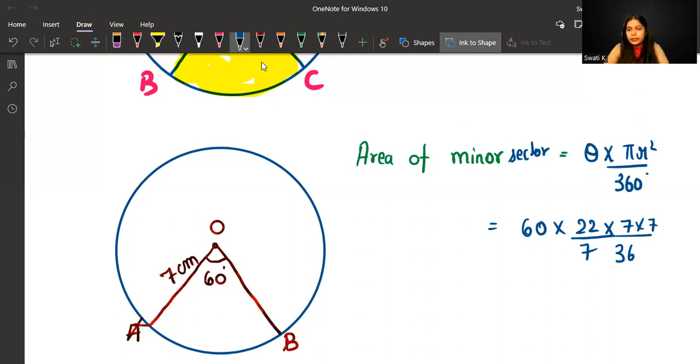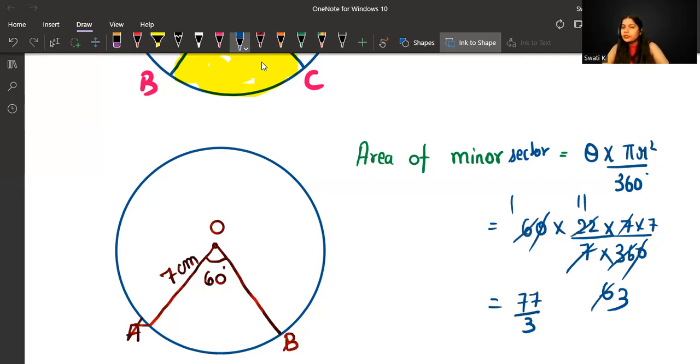Now simply this 7 will get cancelled. This 0 will get cancelled. 6 times 1 is 6. 6 times 6 is 36. 2 times 3 is 6. 2 times 11 is 22. So I'm getting 11 times 7, 77. 77 by 3. I'm not converting it into decimal, so you can convert it into decimal. 77 over 3 centimeters square.